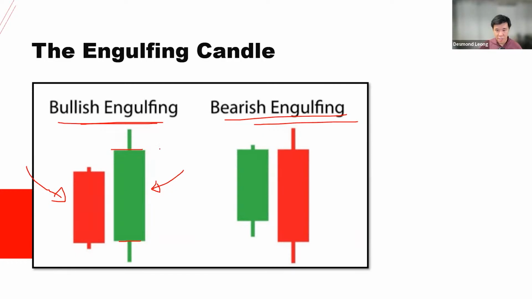Okay, so this is bullish engulfing. That means the bigger candle is a bullish candle. Bearish engulfing is where the bigger candle is a bearish candle, as you can see over here.